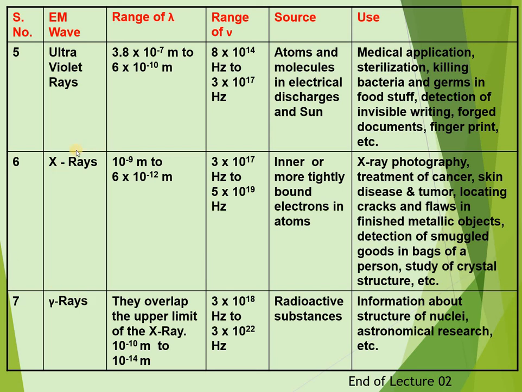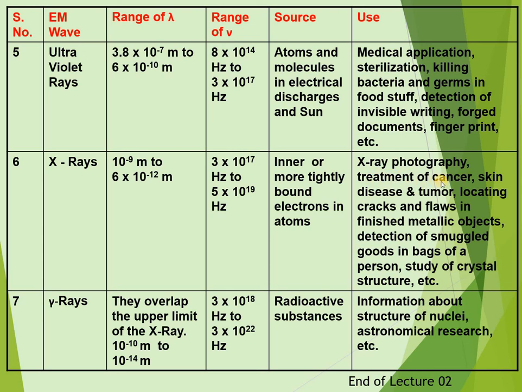The next one is X-rays. The wavelength is ranging from 10 to the power minus 9 meter to 10 to the power minus 12 meter. The frequency is ranging from 10 to the power 17 to 10 to the power 19 hertz. And they are produced by the inner or more tightly bound electrons inside the atom. They are used in X-ray photography.